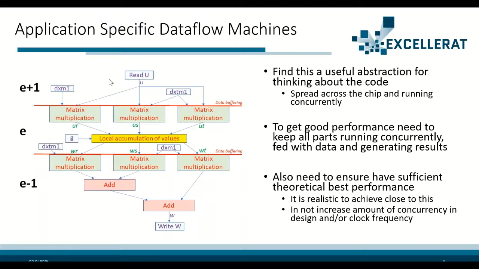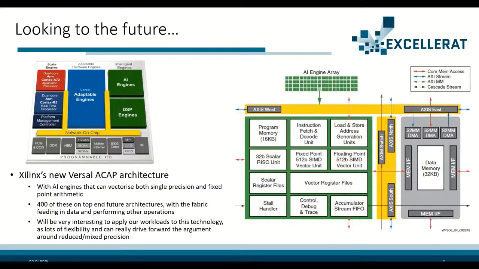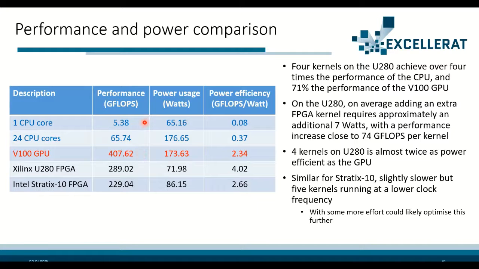Now, what we then did is we scaled up the number of FPGA kernels, and we could fit 4 on the Xilinx chip. We also ran this on the Stratix 10, Intel's chip, and we could fit 5 on there. And we compared the performance against the CPU and also a V100 GPU. And what you can see is we are beating the CPU absolutely hands down. It's simply no contest here. We're about 70% of the performance of the GPU, so we've still got a little bit of a way to close here.